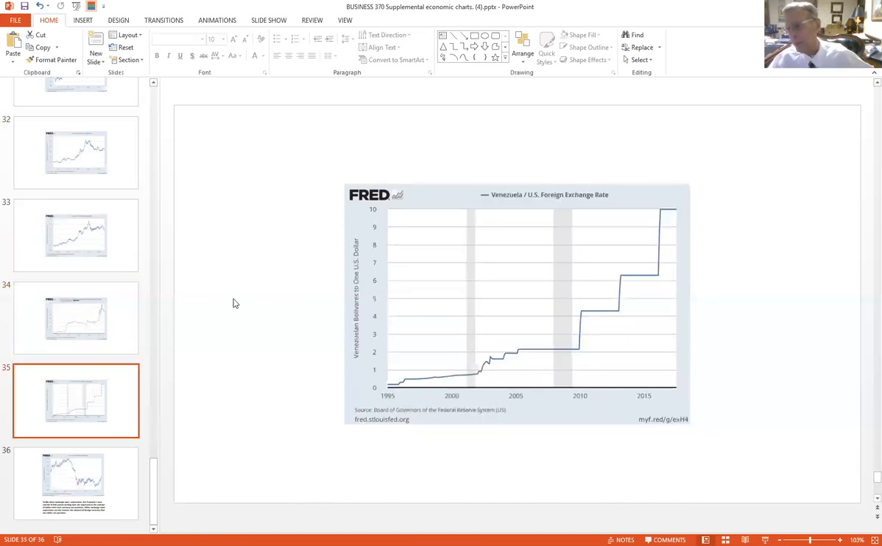Here's Venezuela, and we talked about Venezuela's political difficulties. You can see, look how fast, from about 1-to-1 to 10-to-1, and after, if we had extended this chart, the exchange rate would have gone up substantially from there. Long story short, Venezuela's currency isn't worth much, and its inflation rate is very high.